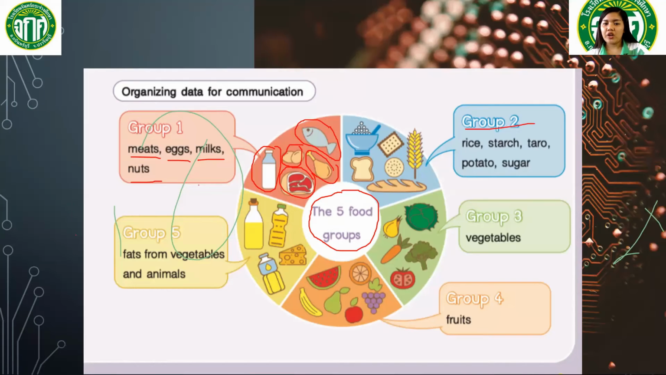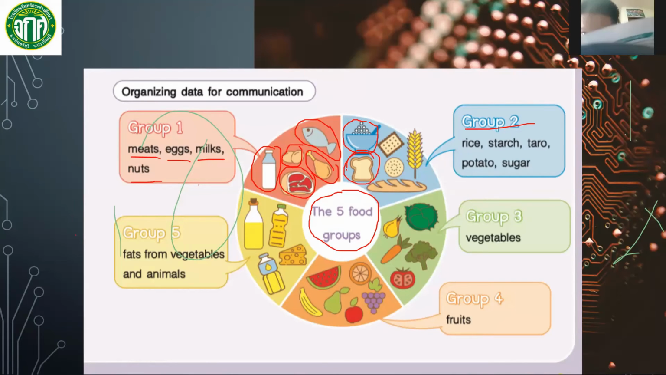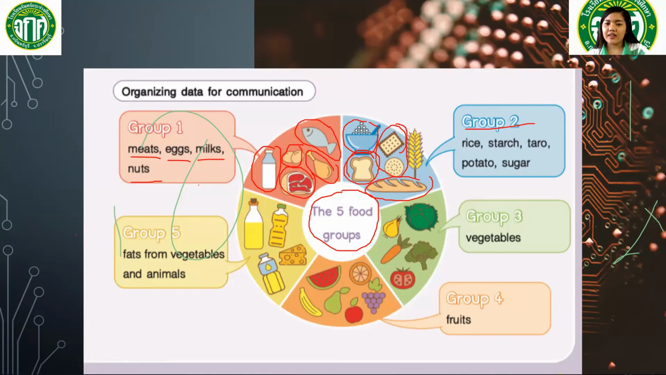Okay, in group 2, what are these? These are rice. What's this? Loaf bread, and this, what's this? Biscuits or cookies. Okay, so you can find here rice, sugar, potato, taro, and starch.